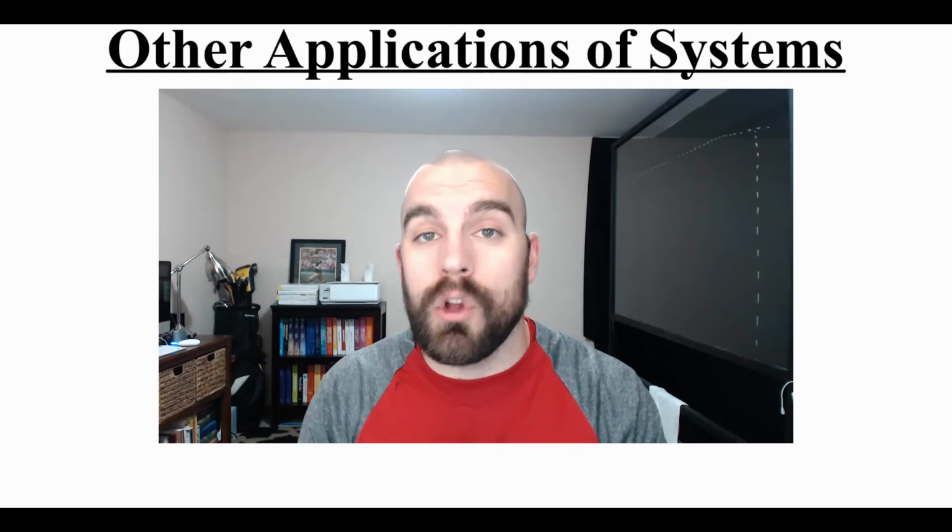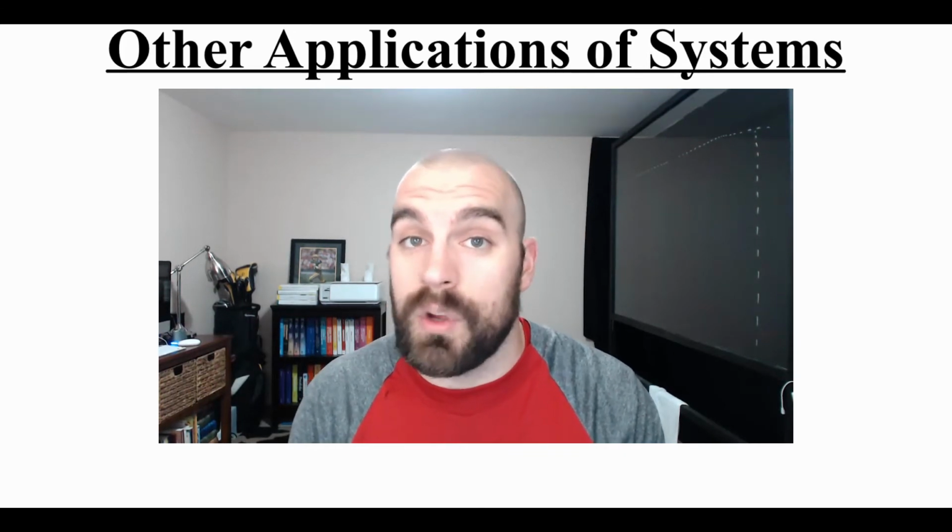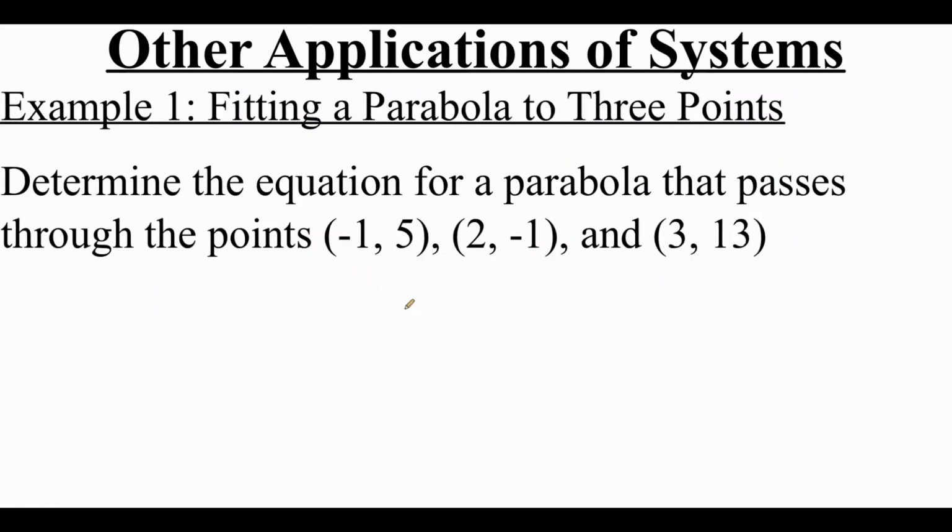In this video, we're going to look at other applications of systems of equations and matrices. So in this first example, we're going to look at fitting a parabola to 3 points. We want to determine the equation for a parabola that passes through the points (-1, 5), (2, -1), and (3, 13). What we have to remember is the general form of a quadratic equation, and that looks like y equals ax squared plus bx plus c.